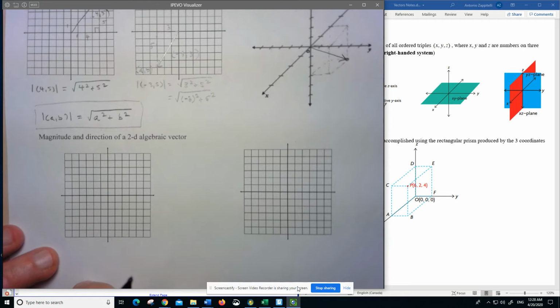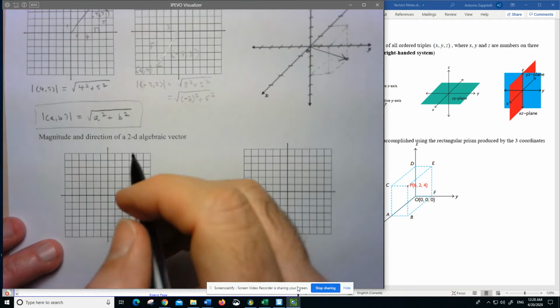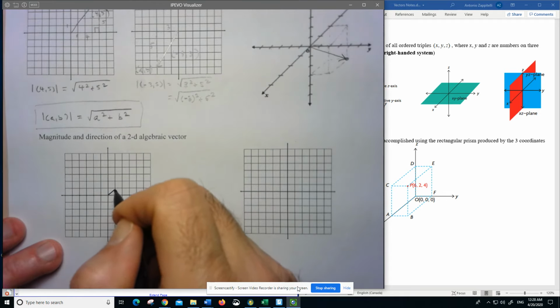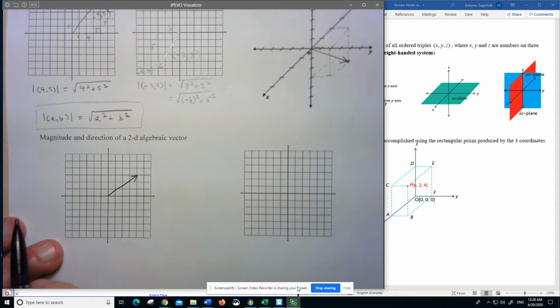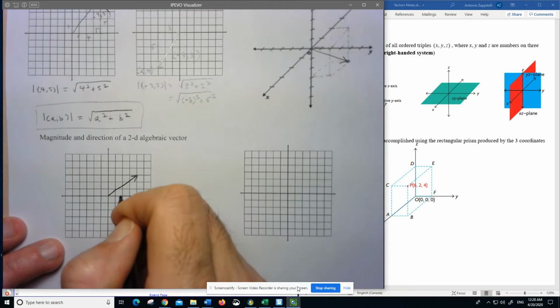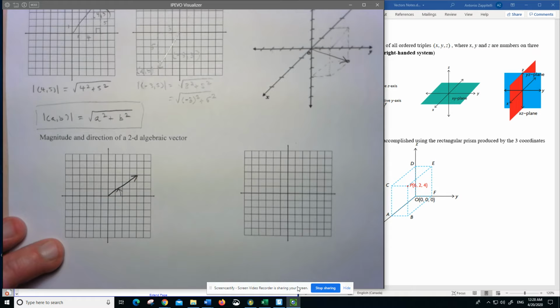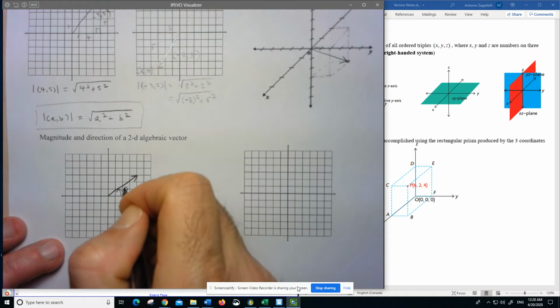direction of a 2D algebraic vector. Well, this is where, you know what? Why don't we just recycle what we've already had? Because we've already worked with direction or angles in a 2D context, and that's when we were looking at angles on a Cartesian plane. And what we did is we said, well, we're going to measure the angle as being from the positive x-axis counterclockwise. So let's do the same thing here.